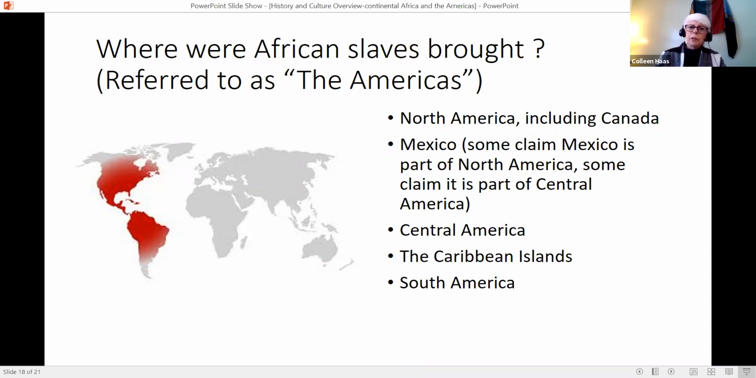North America, including Canada, Mexico. A lot of people don't realize that slaves were brought to Canada and Mexico, let alone other areas other than the United States. And in fact, the numbers of slaves that were brought to the United States were much smaller than other areas, especially the Caribbean islands and Brazil, South America. But Peru, Chile, Venezuela, and Trinidad, any of those areas had slaves.